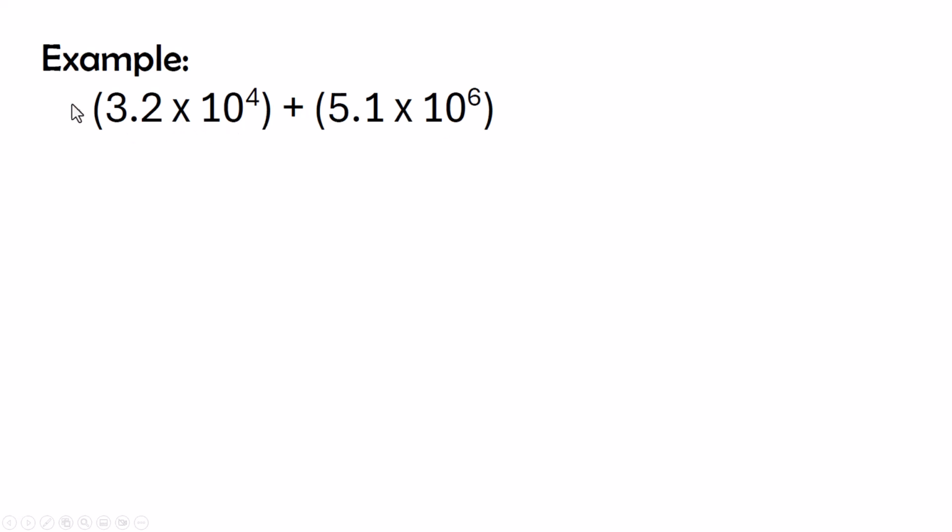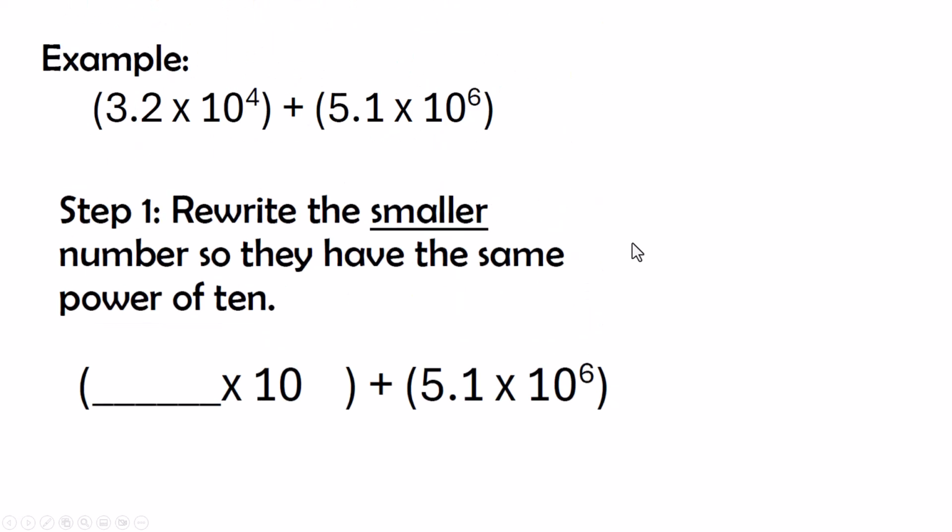So this one, 3.2 times 10 to the power 4, has 10 to the power 4 as its term. Think of it as a variable. And 5.1 times 10 to the 6 has 10 to the 6th power as its term or variable. They don't match. And if we could make them match, we would be able to add these little numbers in front together. So the first thing we have to do is take the smaller exponent and change it so it has the same exponent.